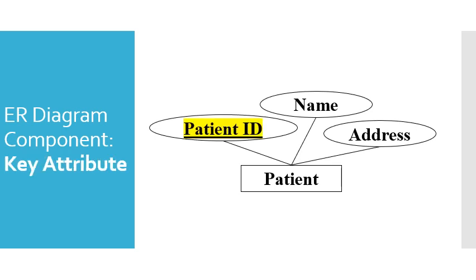And lastly, there's a key attribute. In here, the key attribute is patient ID. It is unique for each row of the table in the database, meaning that no two distinct records in a table can have the same value of the primary key. Another example could be a G number at George Mason University that identifies one student in the Patriot Web system.